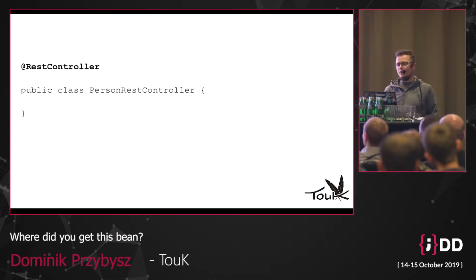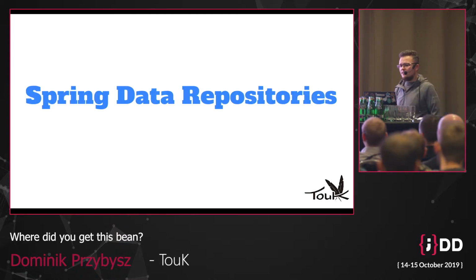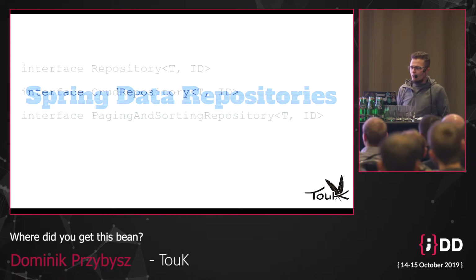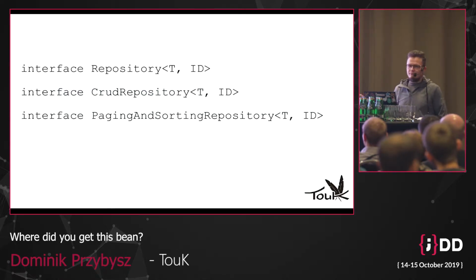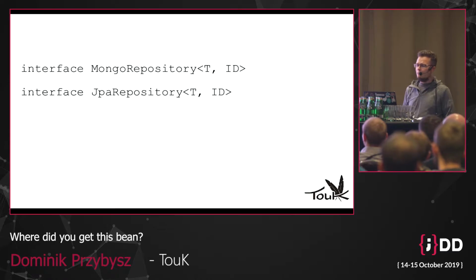Another type of bean that we could create in our Spring context are the Spring Data repositories. We have some storage-agnostic interfaces, like Repository, CrudRepository, and PagingAndSortingRepository, and they are basic interfaces for our repositories. We could be more specific if we know what type of storage we have under the hood. So, for example, we could have MongoRepository or JpaRepository.